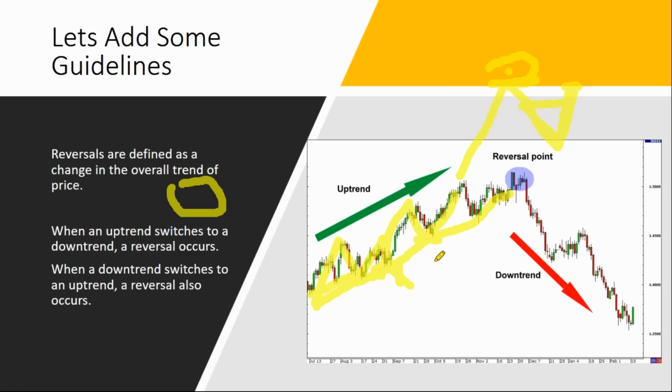So reversals are defined as a change in the overall trend of price. When an uptrend switches to a downtrend, a reversal occurs. When a downtrend switches to an uptrend, a reversal also occurs.